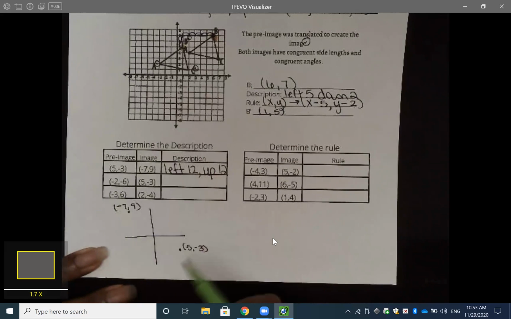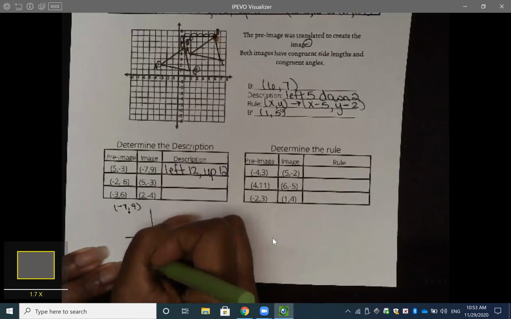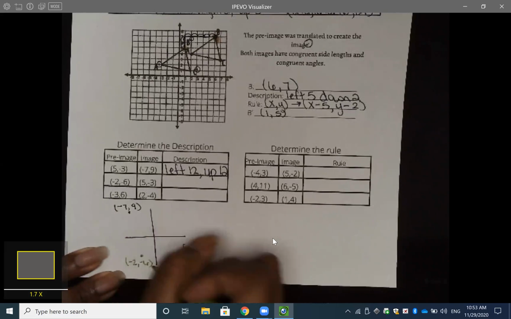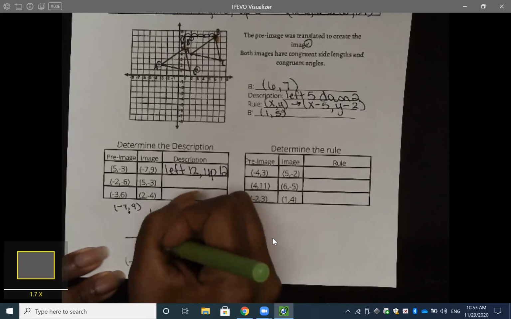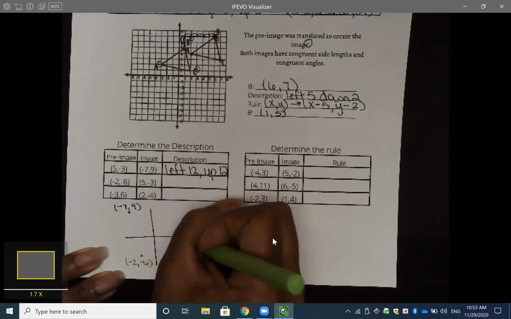So I'm going to go, and as you can see, I'm not getting perfect points, but I'm doing around and about, but I'm using my numbers to count and make sure I'm going the right way and the right amount of times. So I'm going to go left 2 and down 6, and this is -2, comma, -6. And then I'm going to go right 5 and down 3, and then this is 5, comma, -3.